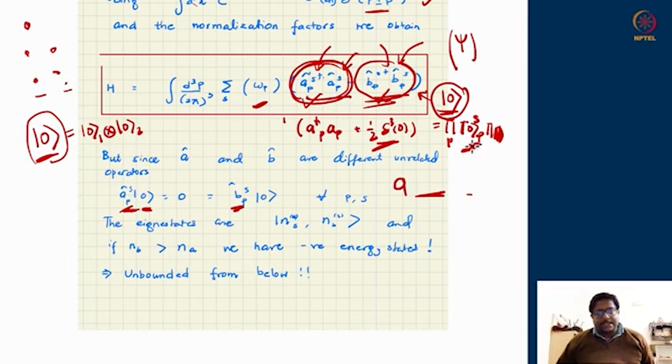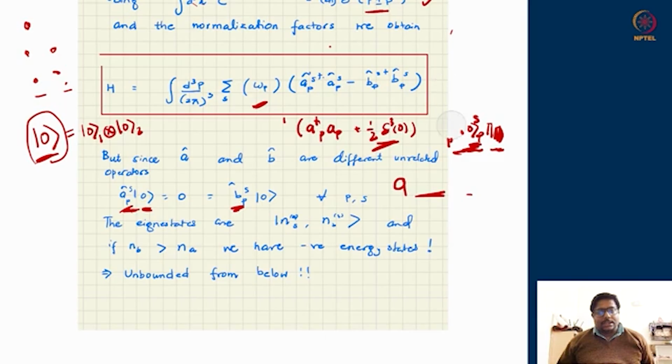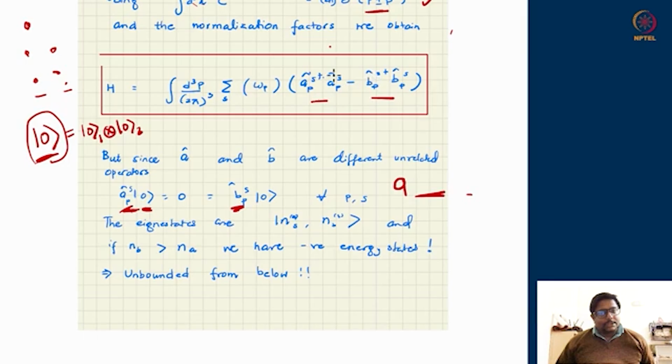Just like different p's oscillator structure did not command what other oscillators' excitation should be, similarly, the positive frequency sector does not command what has to be the excitation in the negative energy sector. How many particles I keep in oscillators of one kind does not determine how many particles of those oscillators I should keep on the negative frequency side. So these are independent excitations. And therefore, there is a problematic possibility that I can excite the negative frequency particles more than the positive frequency particles, and I lead to a Hamiltonian which is negative.